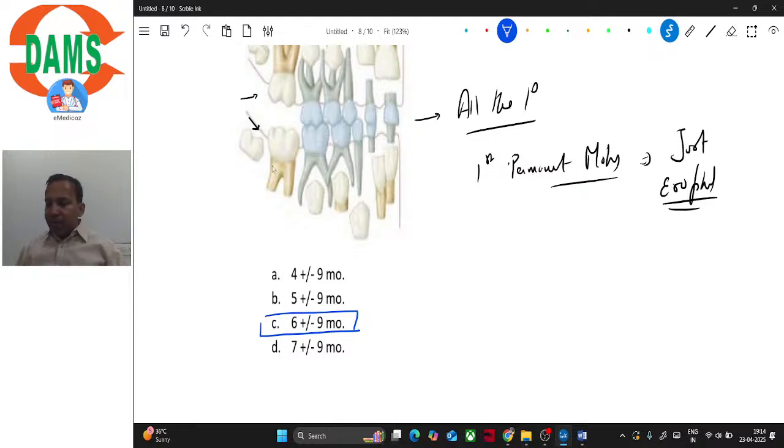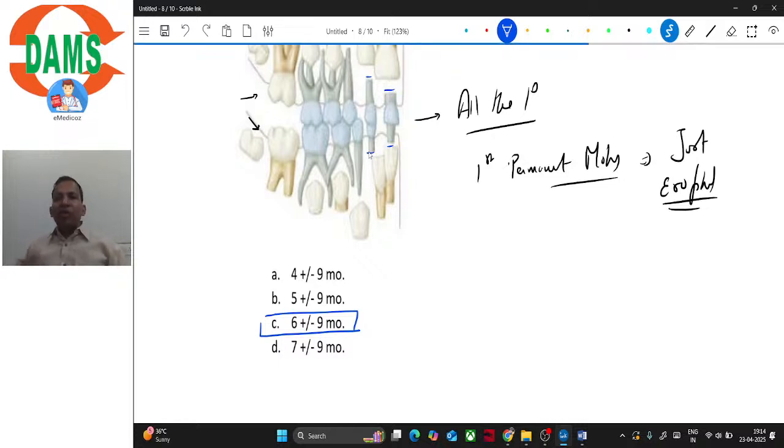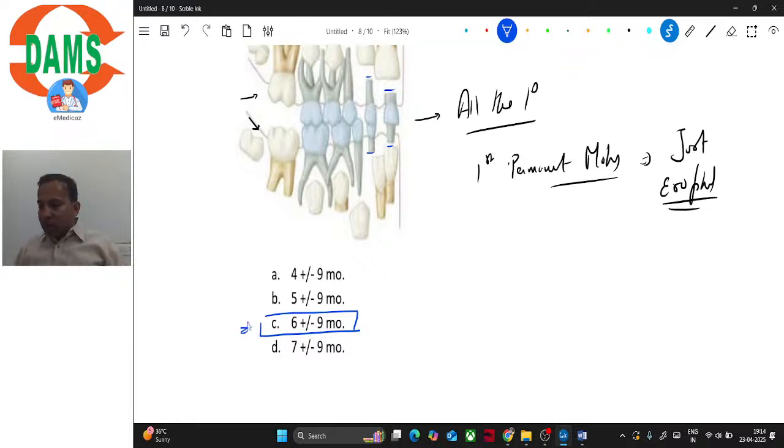If, let's say, the first molars were still unerupted or were just about to erupt, and the incisors were showing similar resorption, then also we can say that the subject is somewhere around 6 plus minus 9 months, because they are about to erupt. So, obviously, either it is 6 years or maybe 6 months less or 6 months more. So even then option C would be the correct answer if they are about to penetrate the oral cavity, right?